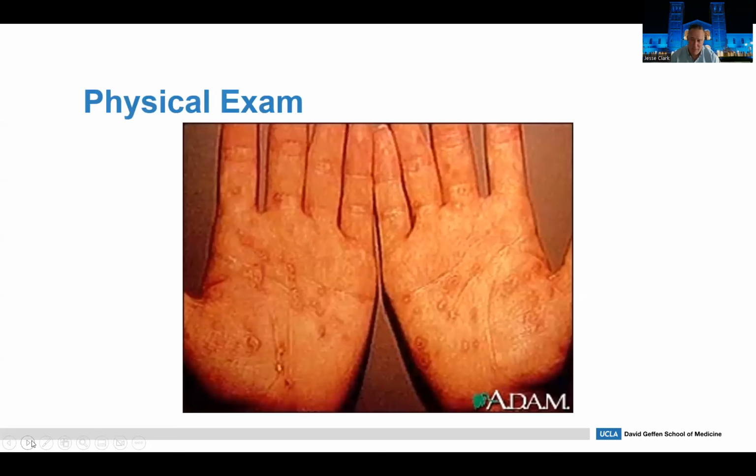And then on physical exam, you find this maculopapular rash on the palms of his hands, which is pretty much diagnostic of secondary syphilis infection. Next slide.